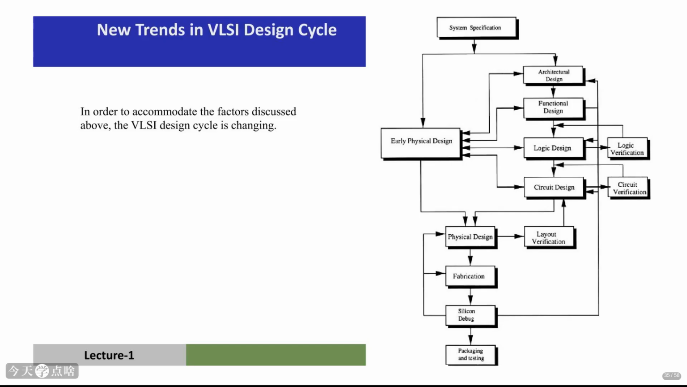Because of all these new challenges and trends, the traditional VLSI design cycle is evolving. Look at this updated flowchart. Notice the emphasis on early integration of physical design considerations. Verification is now woven throughout the process, not just at the end. Steps like floor planning, placement, and routing are happening earlier, driven by timing and power constraints. This iterative approach, checking and refining as we go, is becoming essential to handle the complexity and ensure the final chip meets its demanding targets.